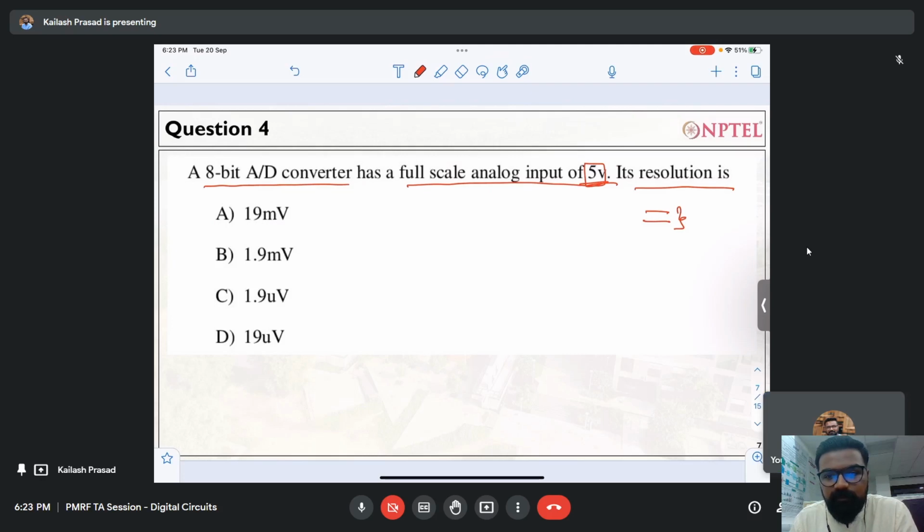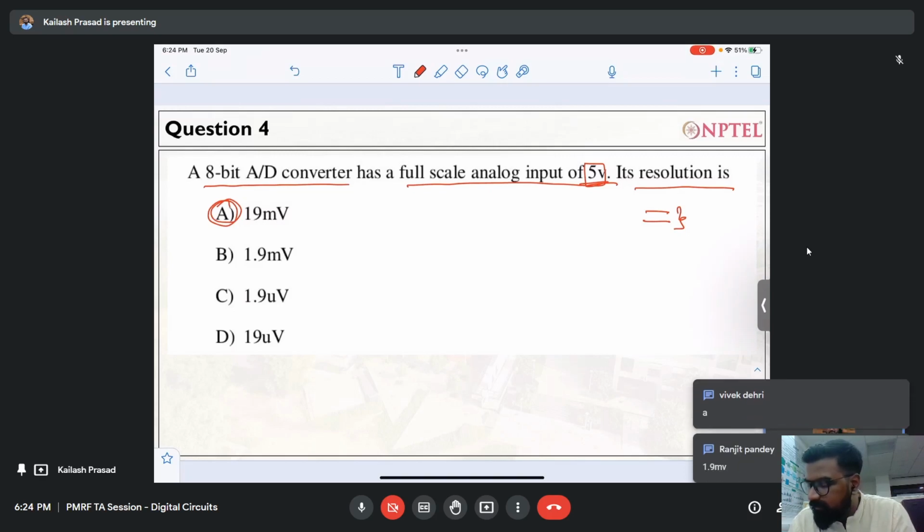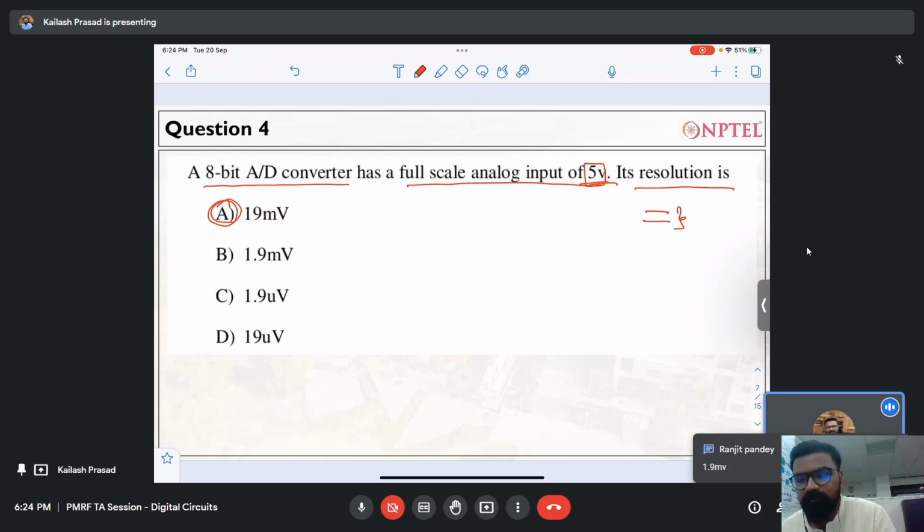Anyone? 19 millivolt. You're saying A? Yes. Okay. Anybody else? Okay, Vivek is also saying A. May I ask why you say A? It is 5 by 256 minus 1. Okay, thank you. So I have one answer which got called as 1.9 millivolt.